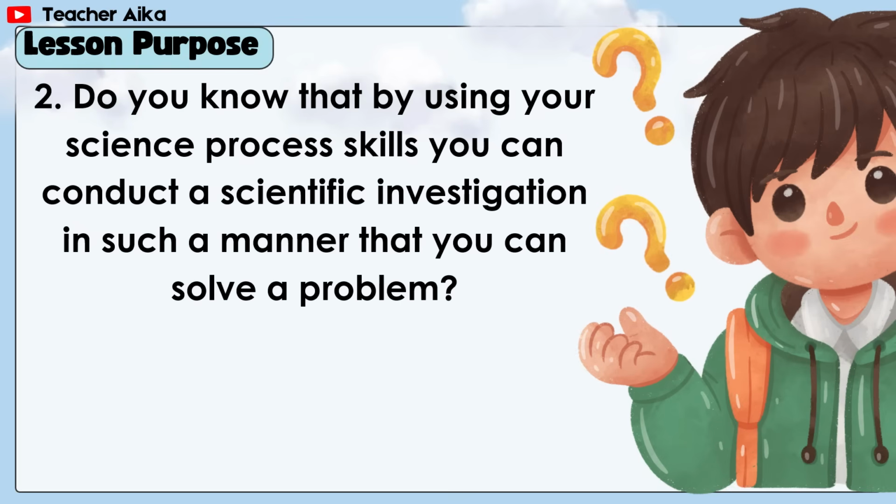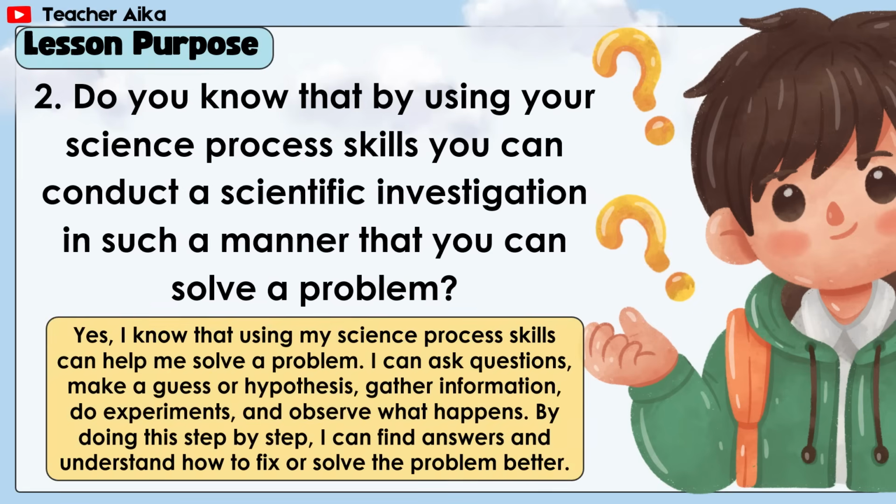Number 2, do you know that by using your science process skills, you can conduct a scientific investigation in such a manner that you can solve a problem? Sample answer: yes, I know that using my science process skills can help me solve a problem. I can ask questions, make a guess or hypothesis, gather information, do experiments, and observe what happens. By doing this step by step, I can find answers and understand how to fix or solve the problem better.